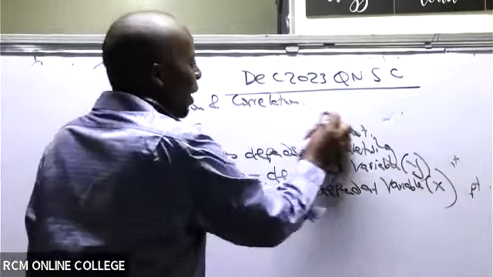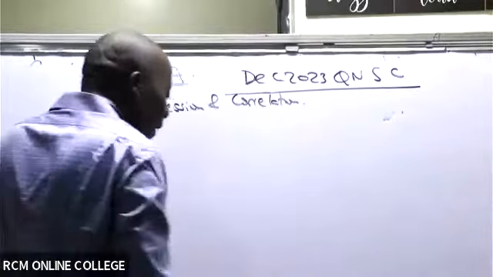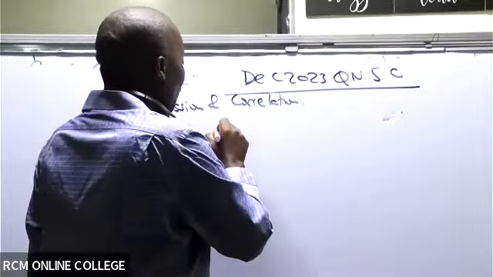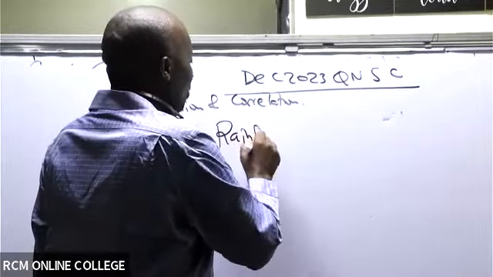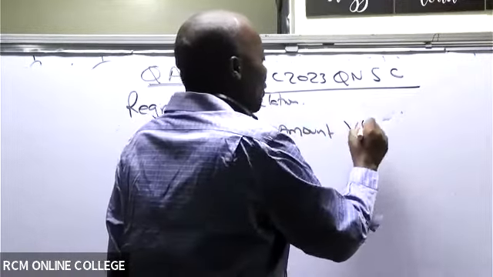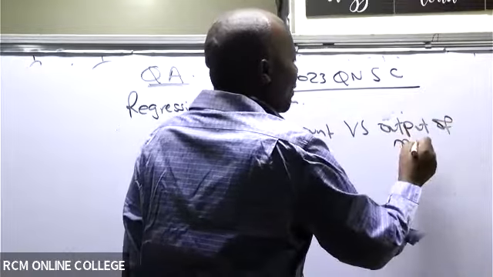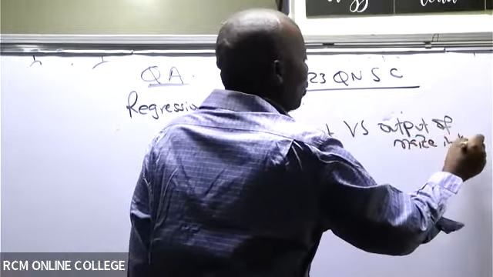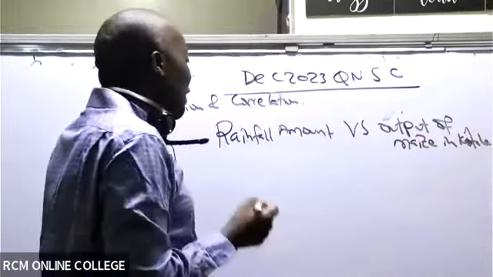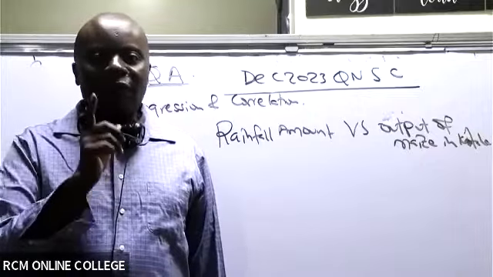How about this one? This one, I'm 100% sure you guys will be able to get this right very well. If, for example, you are given rainfall amount versus output of maize in Kitale. So in this case, I think rainfall amount should be Y. Rainfall amount will be Y.